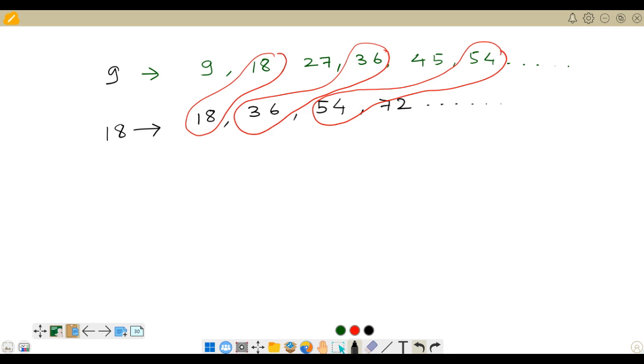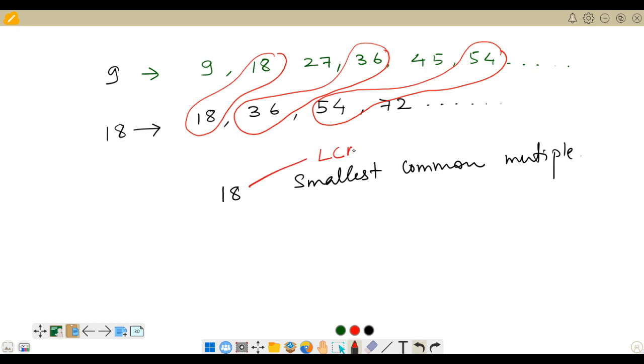Which one is the smallest number which comes in both the 9 times table and the 18 times table? 18, right? So 18 is the smallest common multiple. We can also say that this is the LCM, which is known as the least common multiple.